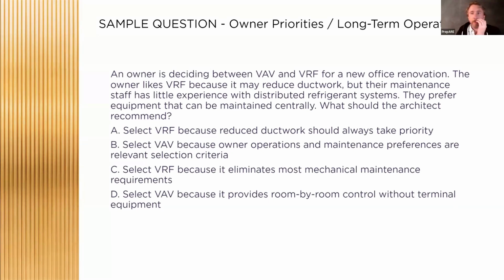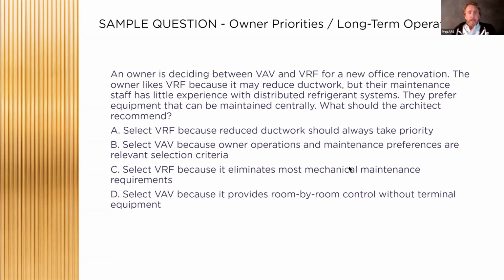Owner priorities, long-term operations. You may be given figures for cost or energy and need to analyze that. But here's an example: an owner deciding between VAV and VRF for a new office renovation. The owner likes VRF, reducing ductwork. Maintenance staff has never used them before. They prefer equipment that can be maintained centrally. What should the architect recommend?